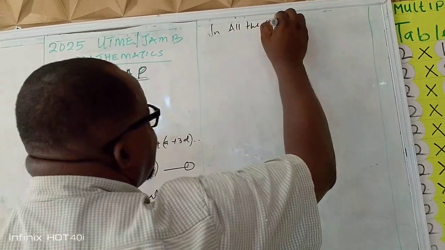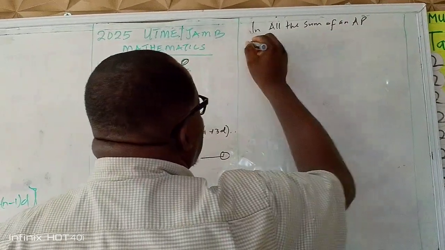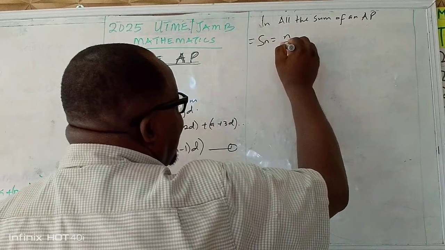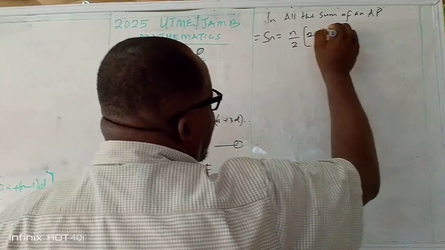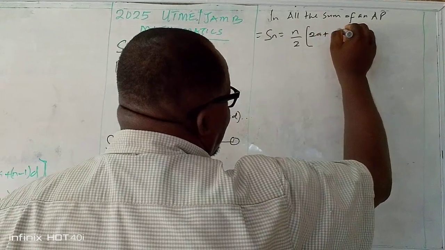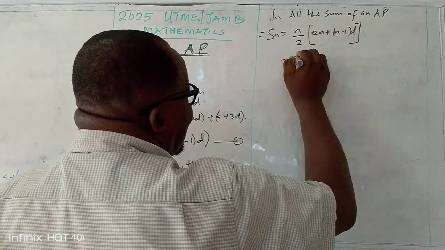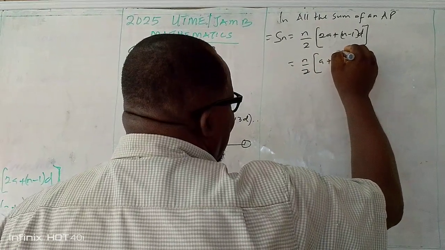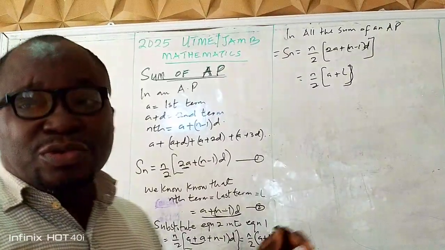In all, the sum of an arithmetic progression is given by Sn, which is equal to n over 2, bracket open, 2a plus (n minus 1) d, bracket close, which is also written as n over 2 into a plus the last term, or nth term. So these are the two sums of AP.